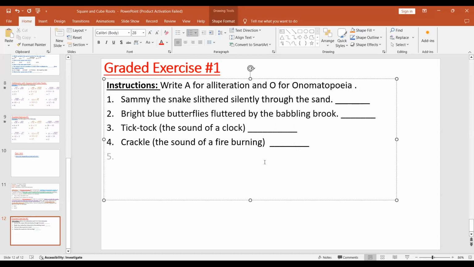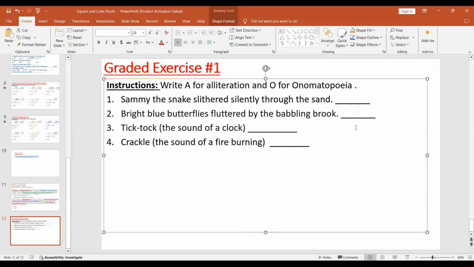Number 5 and the rest of them I'm going to put for you. But again, write A for alliteration and write O for onomatopoeia. All right, A for alliteration and O for onomatopoeia.